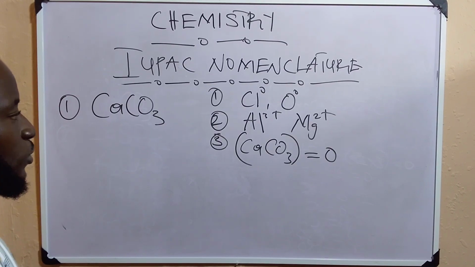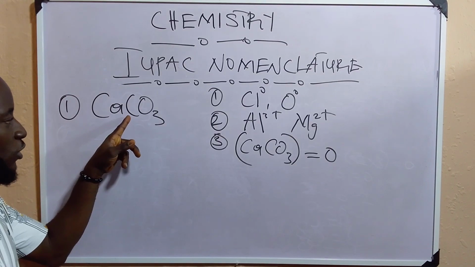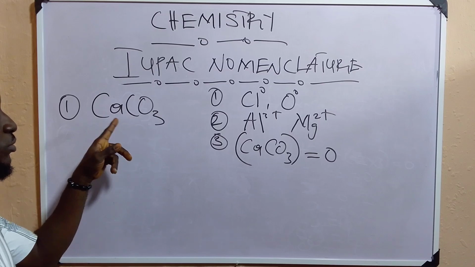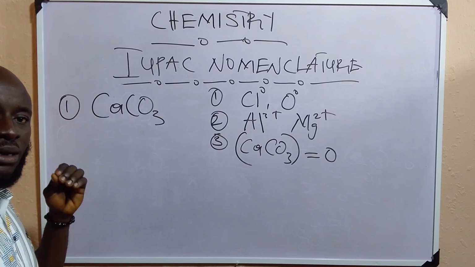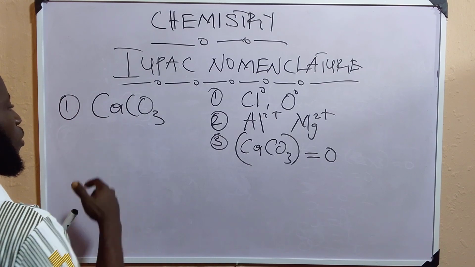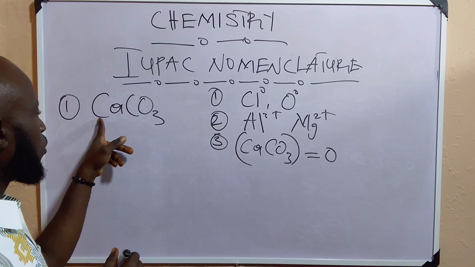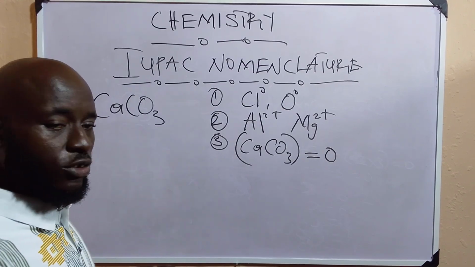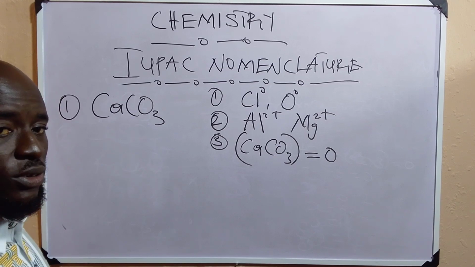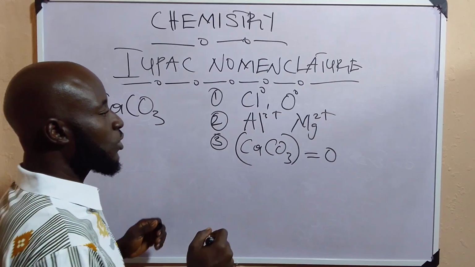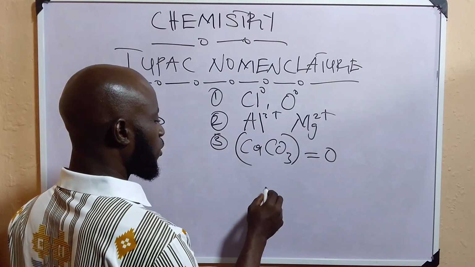So let's put it into practical use. Let's check for the oxidation number of carbon in calcium trioxocarbonate 4. I want to know why it's carbonate 4. The oxidation number of calcium, if you want to know it, calcium is what? The 20th element in the periodic table. So calcium is the 20th element in the periodic table.